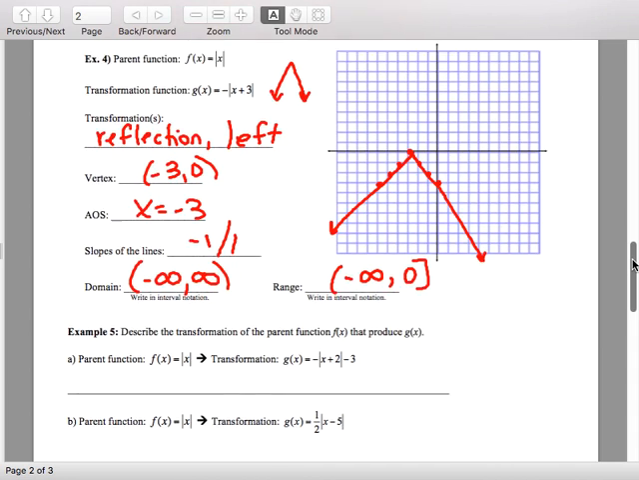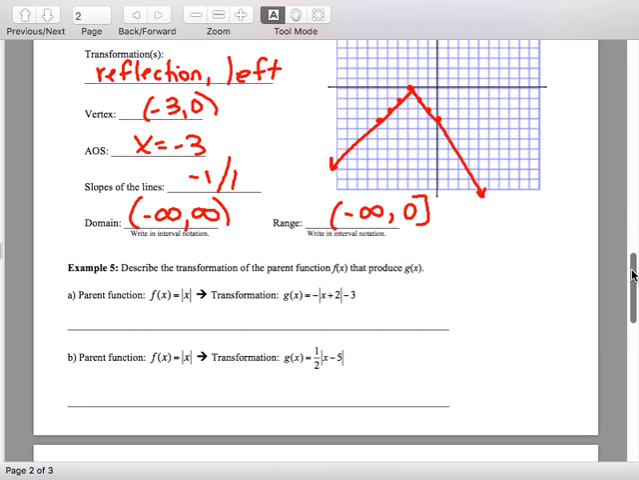All right, last one. Example 5. All I'm asking you is to describe the transformation. We're not going to sketch it. So I'm going to pause, and I want you guys to try A and B. In A, you should have 3 things, and in B, you should have 2 things.